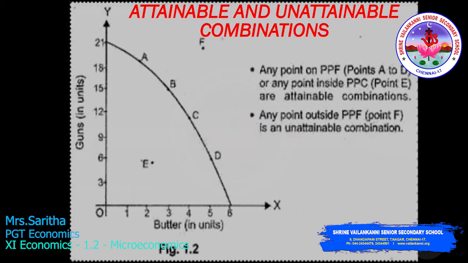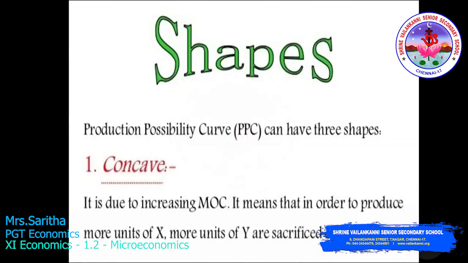Now, let's discuss what is an unattainable combination. Any point outside the PPF, that is point F, is an unattainable combination. Why are we calling it an unattainable combination? Given the amount of available resources, it is impossible for the economy to produce any combination more than the given possible combination. That is, the economy can never operate at any point outside the PPF. So that's why it is an unattainable combination.